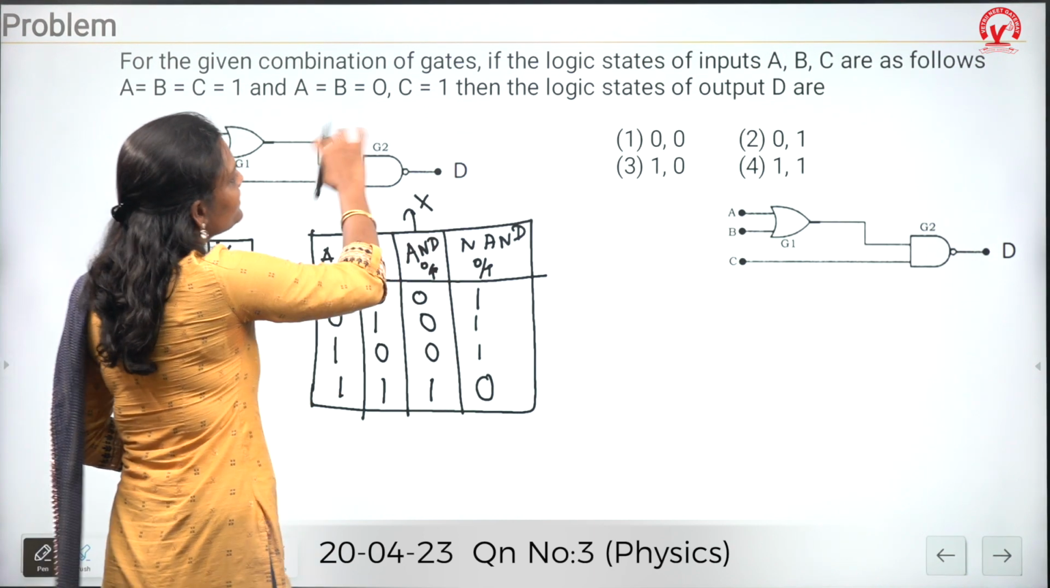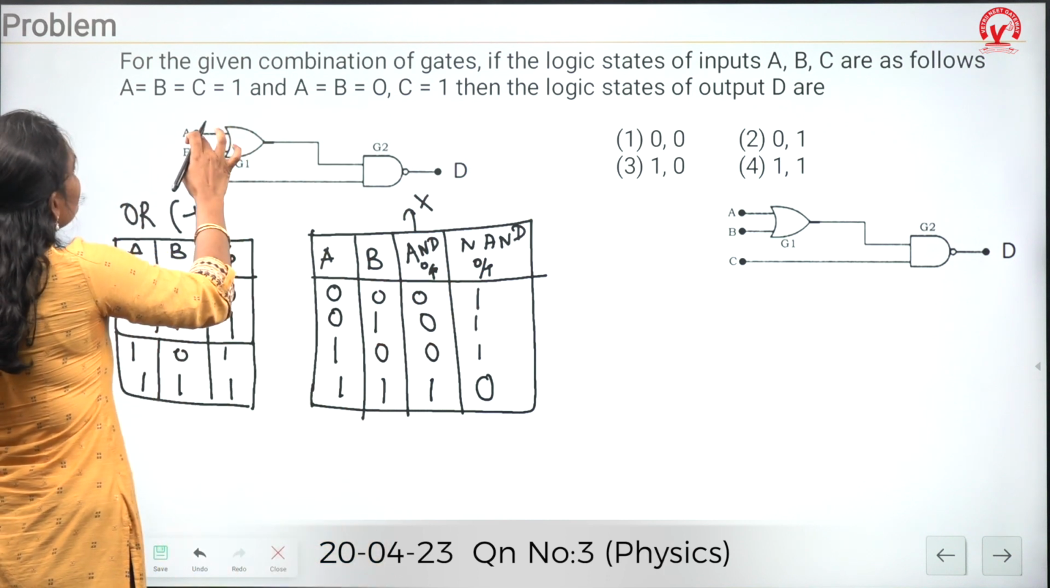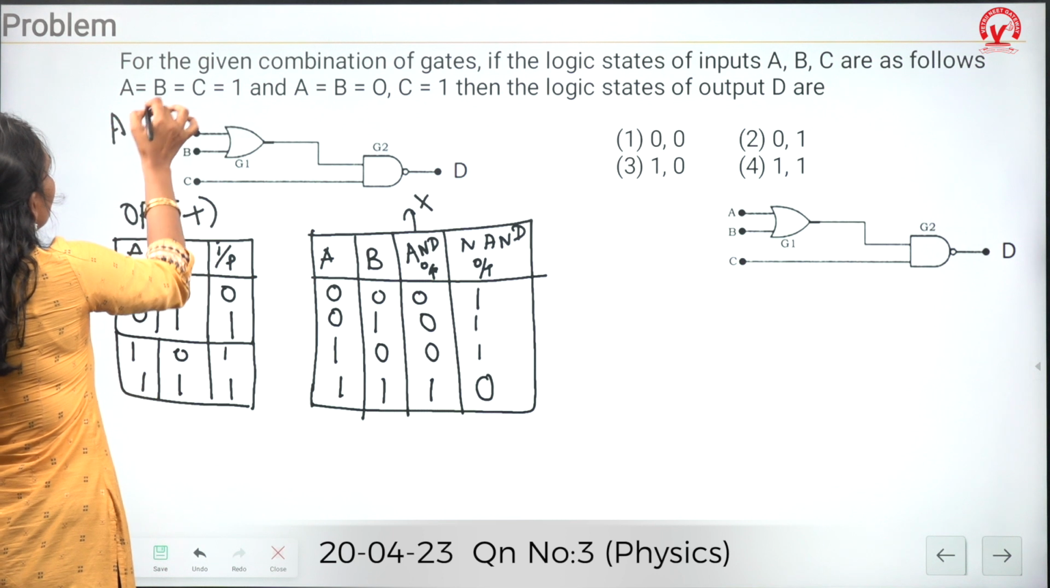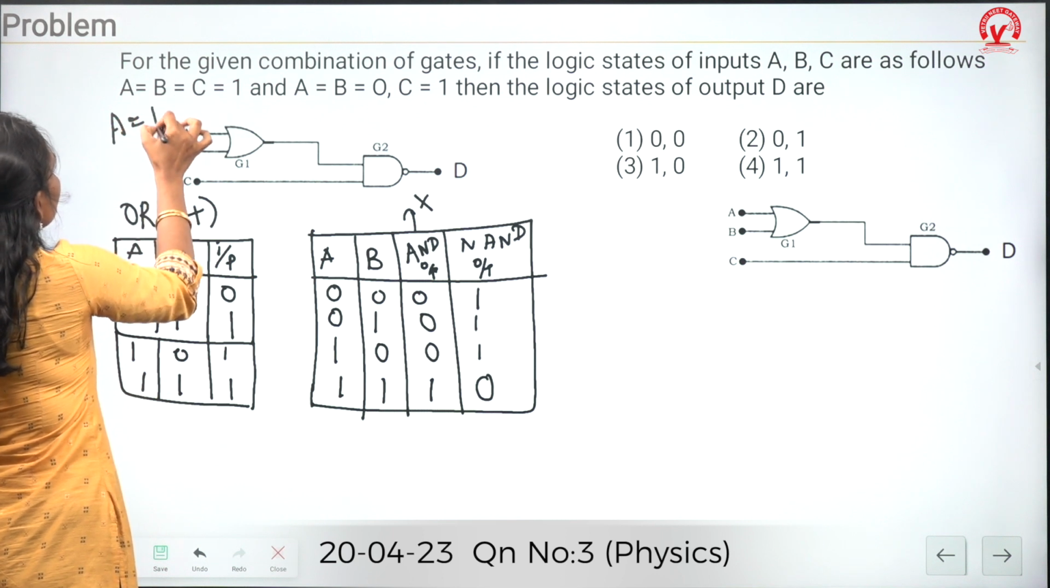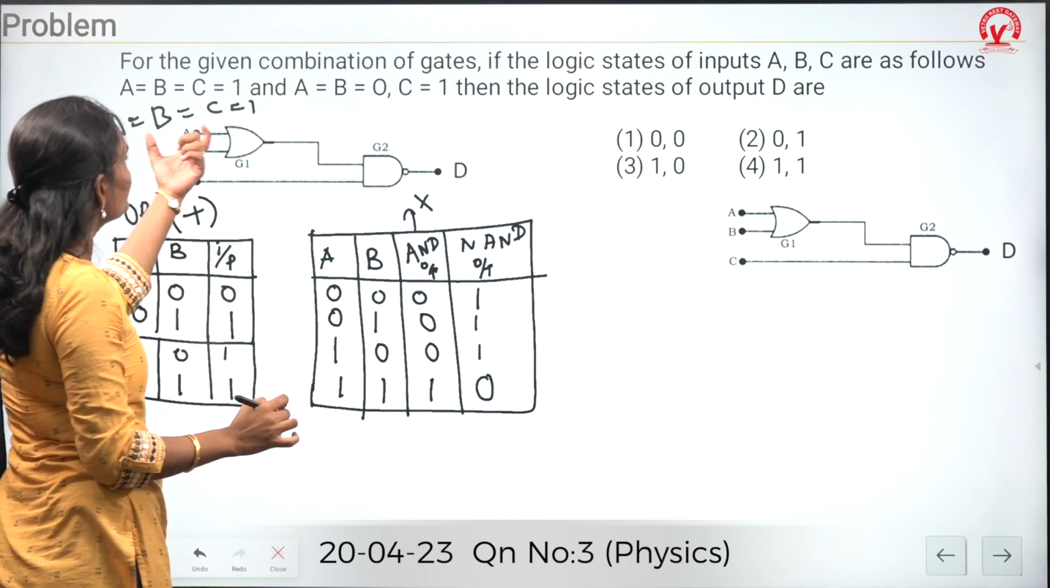Okay. Now we'll see the equations. First, they have given here A is equal to B is equal to C is equal to 1. So the inputs are 1.